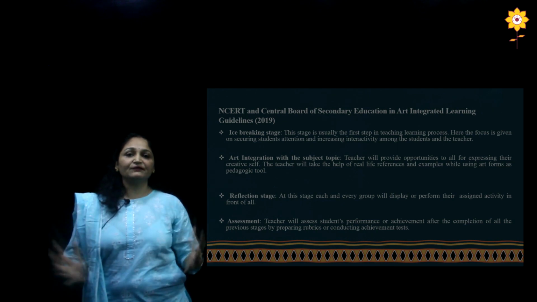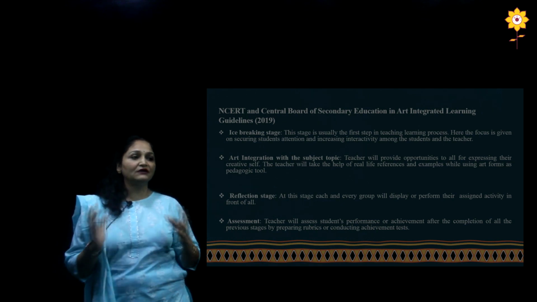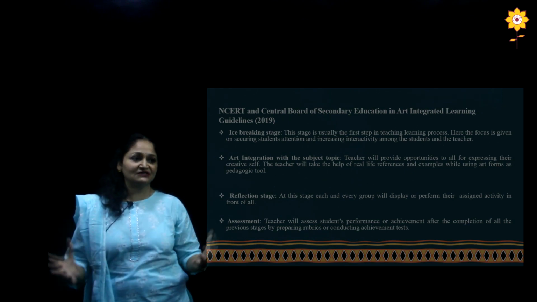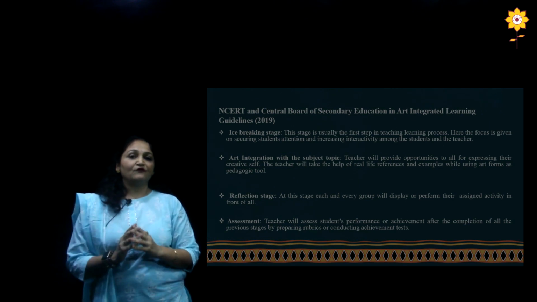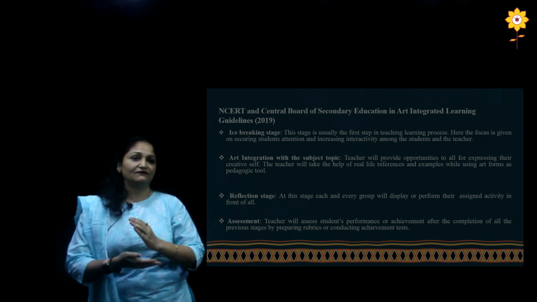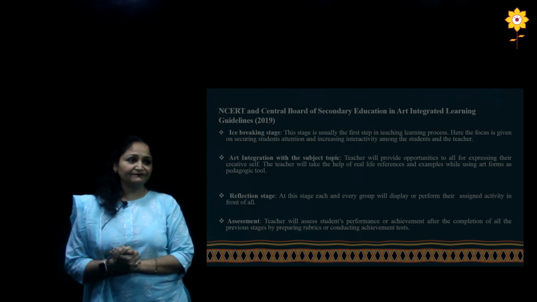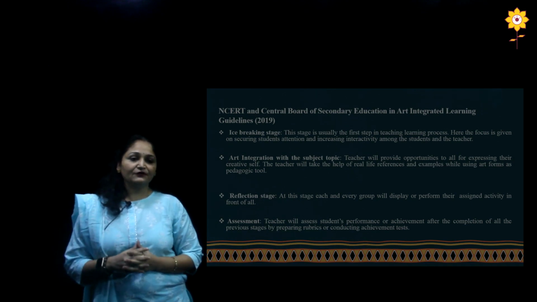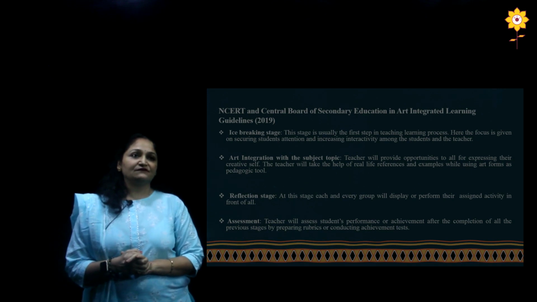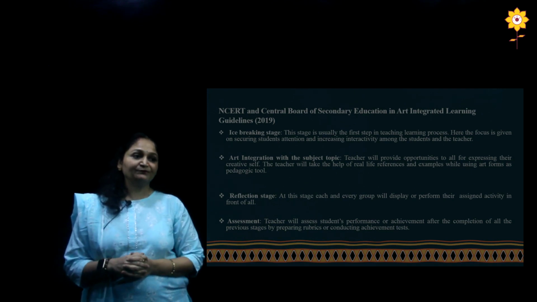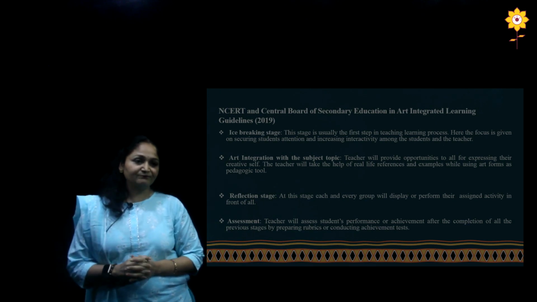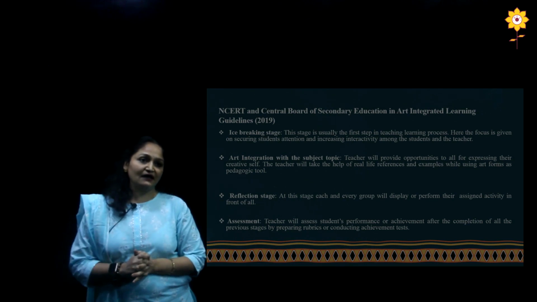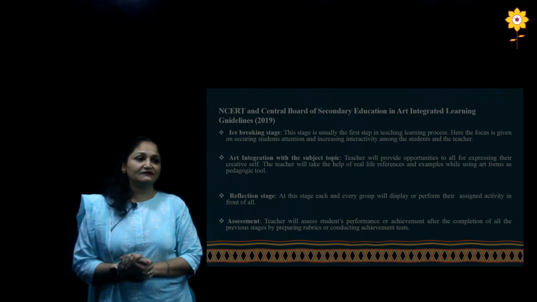In this stage, the teacher will provide various opportunities to all the learners to express their creative self, their emotions, their imagination. So the teacher will take help of different art forms and link them with the respective subject topic. In this way, the teacher can use various art forms as a pedagogical tool. Like if you are going to teach a physics topic, the teacher can say, students, look around yourself and draw, or you can paint, for example poster making, and she can take the help of these art forms to represent their ideas and skills.